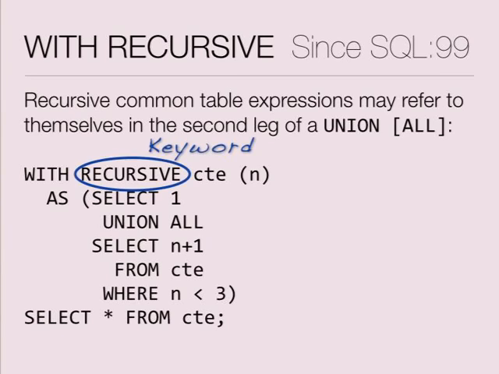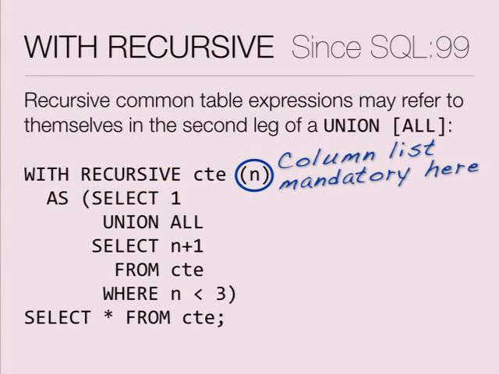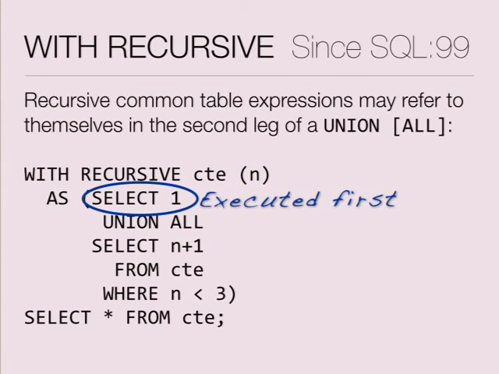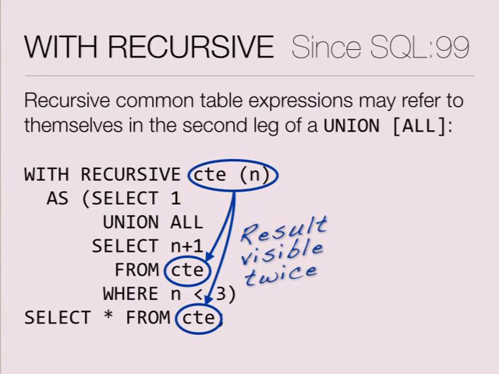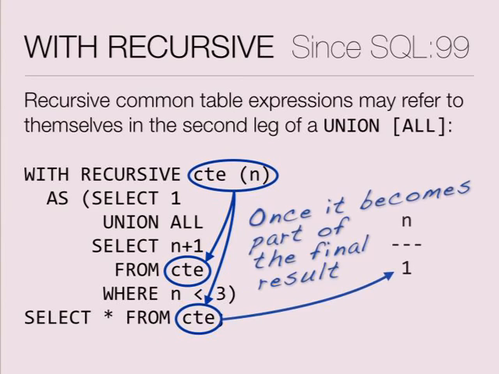So let's go through that. That's the new keyword. Okay, great. If you use with recursive, the column name list is mandatory. Great. Then we start with S. And in there, you must have a union or union all with two legs. And the first leg is obviously first executed. So in that case, it's just returning one row with one value, which happens to be 1, which is then kind of sent out to this common table expression. And it appears everywhere where this common table expression is referred to. So that's once in the main query. And because I'm just selecting stuff from that common table expression here, it already becomes part of the final result.